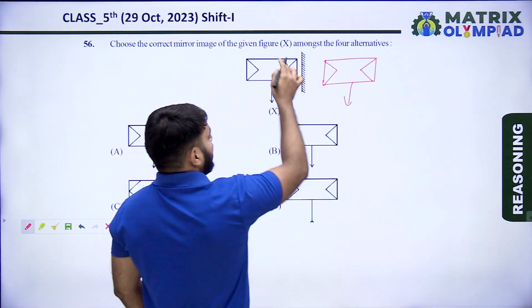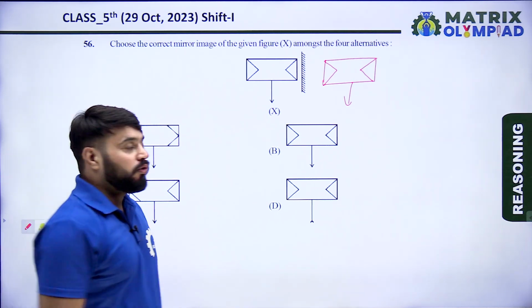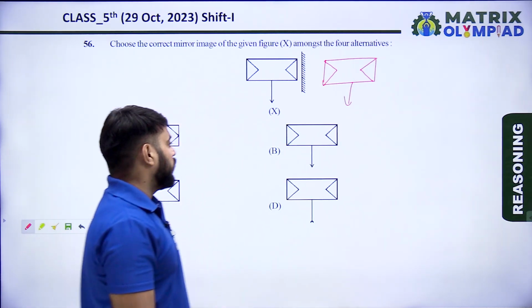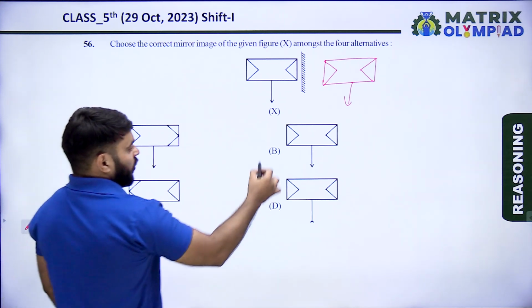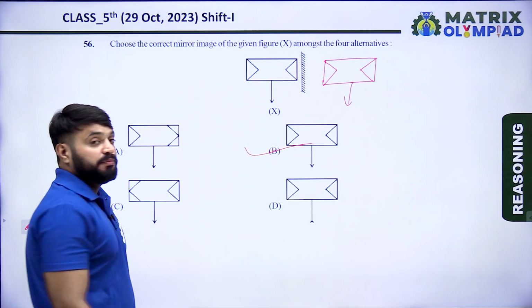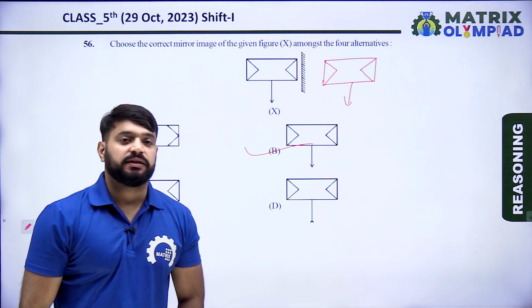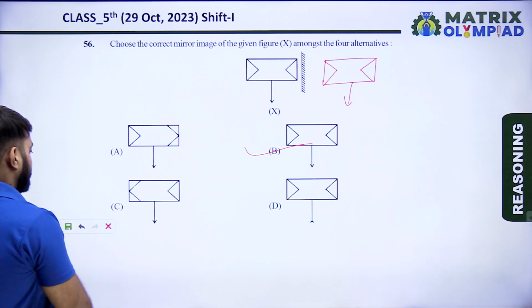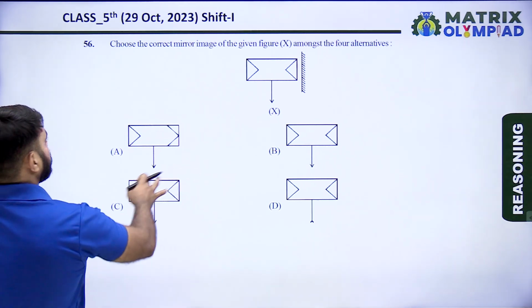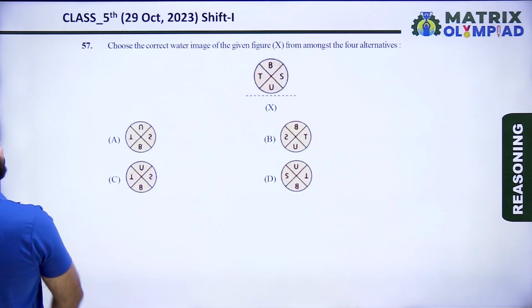So the mirror image of the given figure looks like as follows. So here option B is the correct mirror image of the given figure. So the right answer is option B. So let's move on to the next question. So next question is question number 57.